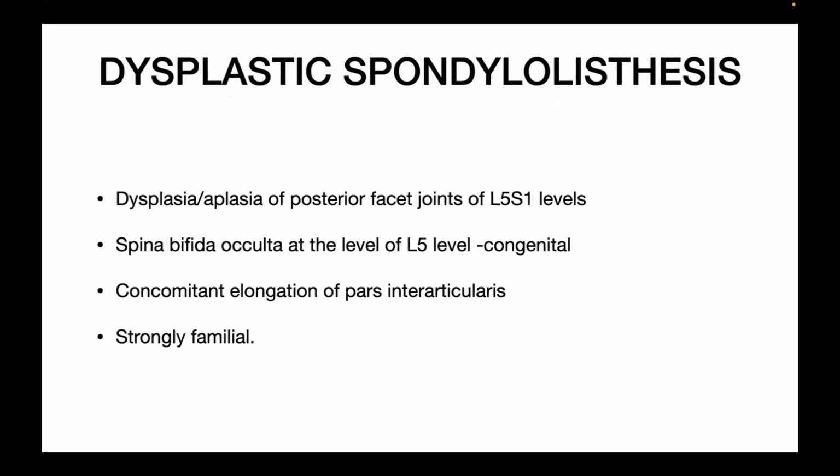Coming to dysplastic spondylolisthesis, it mainly results from dysplasia or aplasia of the posterior facet joints of the L5 S1 levels. These patients usually have spina bifida occulta at the level of L5, which is mainly congenital. There may be concomitant elongation of the pars interarticularis, and it is strongly familial in nature.